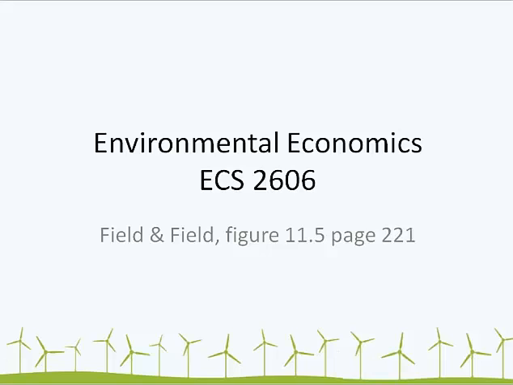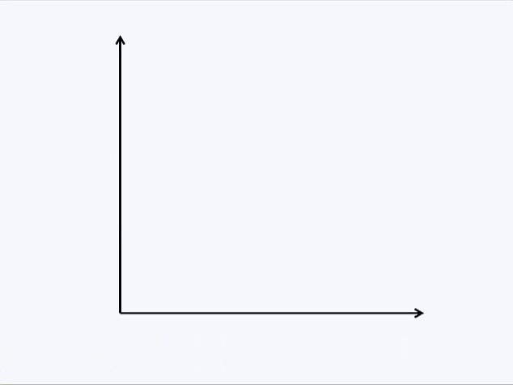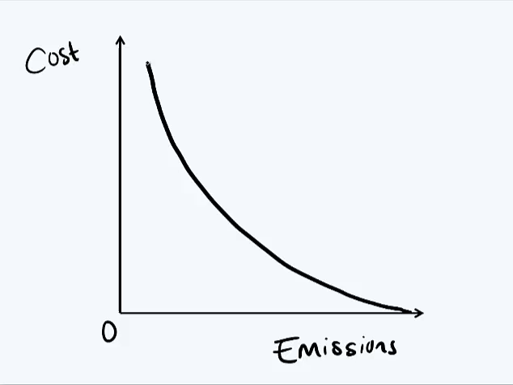We're looking at figure 11.5 on page 221 of your textbook. So let's start by drawing just the marginal abatement cost curve for this firm. I'm going to call the vertical axis my cost curve, little 0 at the origin, and the horizontal axis I'm calling emissions. And then my marginal abatement cost curve looks the same as it does always.